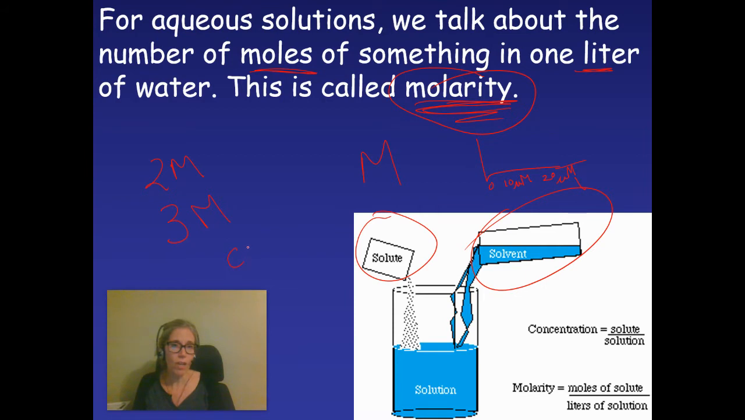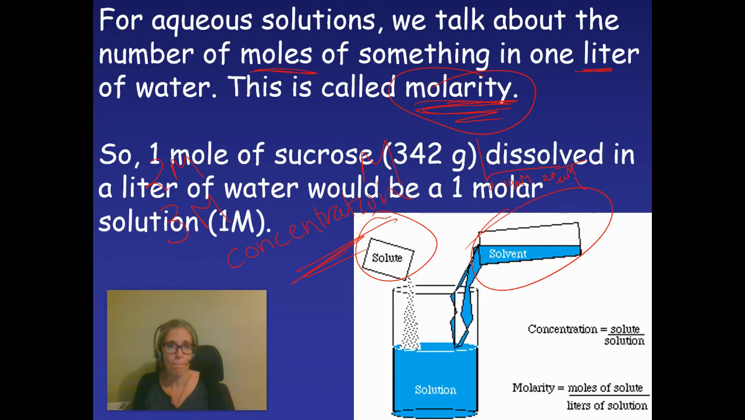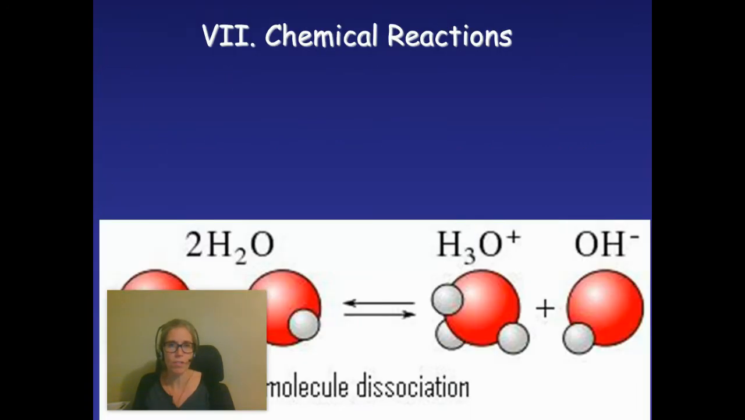So if all you get out of all of this is that molarity means a certain concentration of stuff in water for our case, that's what I want you to get. Okay, I wrote all over this. So 1 mole of sucrose, 342 grams, which you can weigh out in the lab, dissolved in a liter of water would be a 1 molar solution. Twice that many grams would be a 2 molar solution, etc.